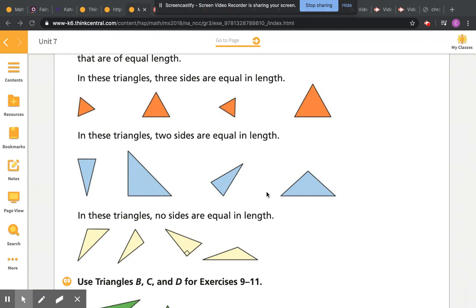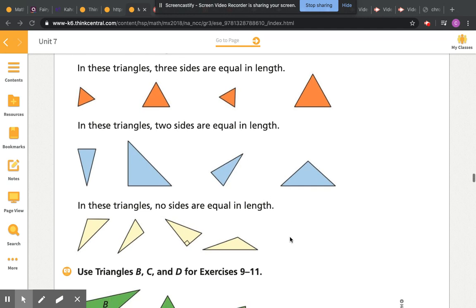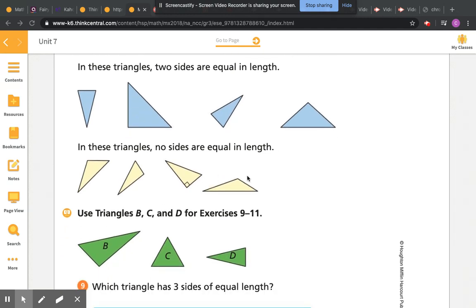Okay, now let's remember, how do we call triangles that have two equal sides only? Two. Let's think about that. Okay, so a triangle that has two equal sides is called isosceles. Let's keep that in mind, okay? Now let's go to the yellow ones.